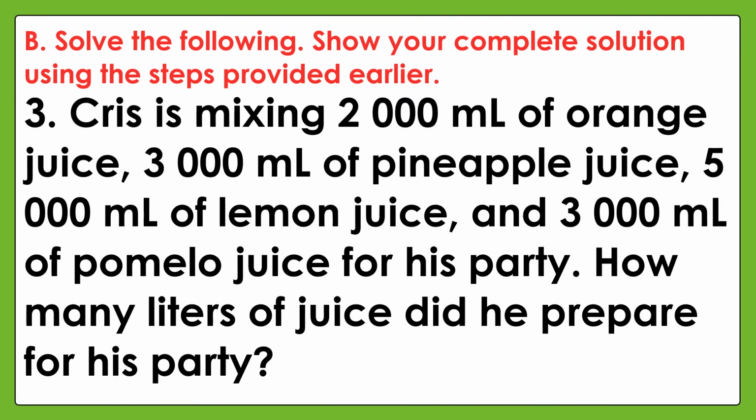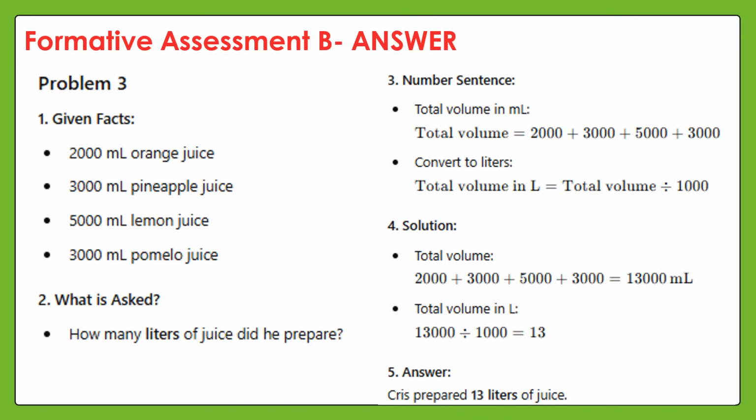Problem number 3. Chris is mixing 2,000 ml of orange juice, 3,000 ml of pineapple juice, 5,000 ml of lemon juice, and 3,000 ml of pomelo juice for his party. How many liters of juice did he prepare for his party? And here is the answer. Chris prepared 13 liters of juice.